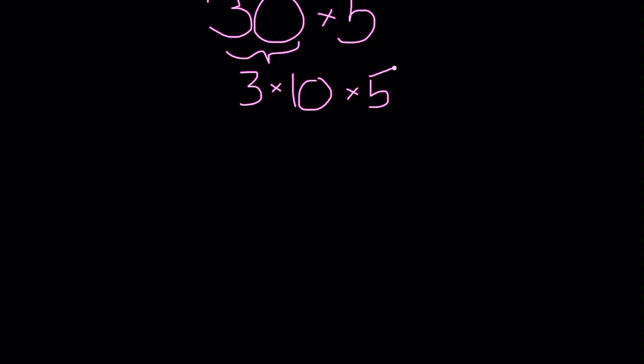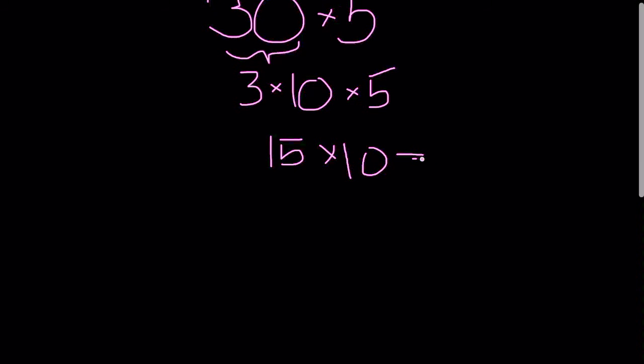So we can rearrange the order of this because multiplication uses the commutative property. That means that instead of doing 3 times 10 and then that times 5, we can do 3 times 5 and then that times 10. So, we know that 3 times 5 is 15. And then 15 times 10 is equal to 150.